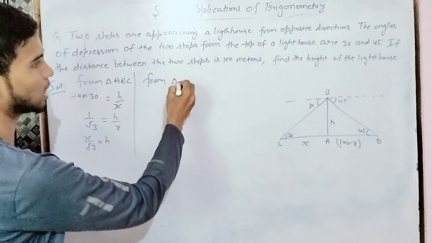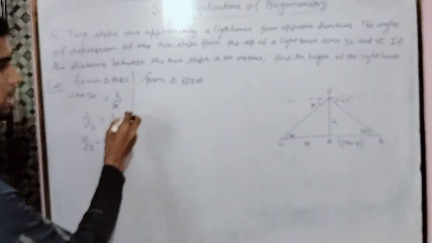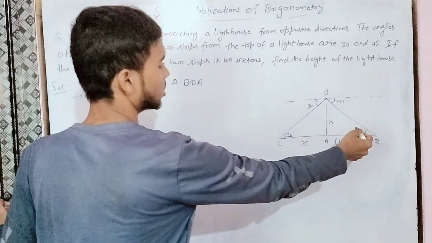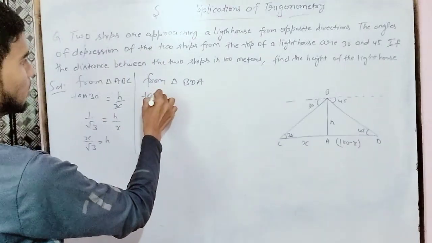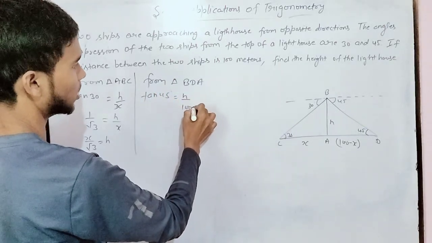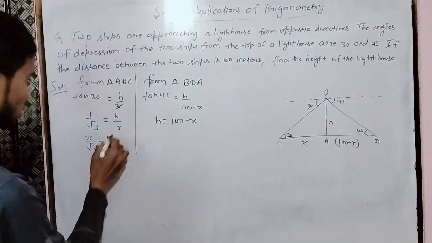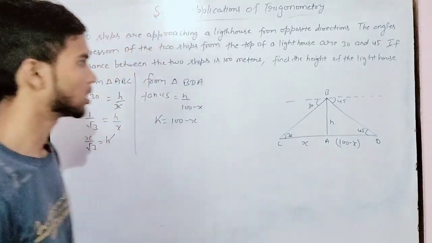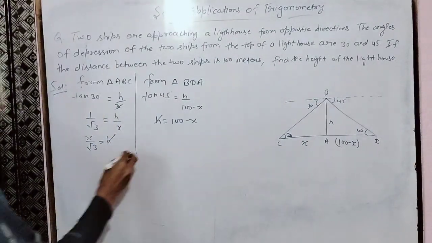From triangle BDA, we have this and this. So according to this, this is the perpendicular and this is the base. Can we write tan 45 equals h upon 100 minus x? So h will be 100 minus x. This will cut, this will cut. We will get x.